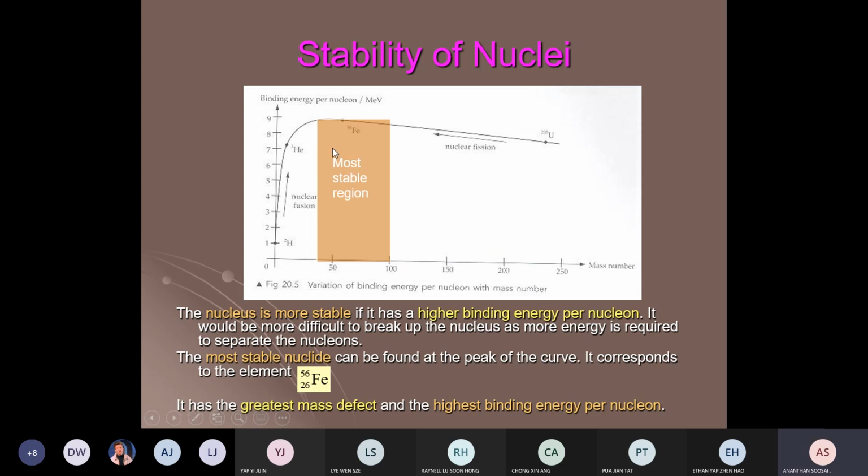This is the region. The brown region is the most stable region. They found iron-56 is the most stable nucleus. Last time you didn't know the reason, but now in A2, if they ask why iron-56 is the most stable nucleus, what's the answer? You must say it has the highest binding energy per nucleon. Iron is found to have the highest binding energy per nucleon, so that's why it's more stable.